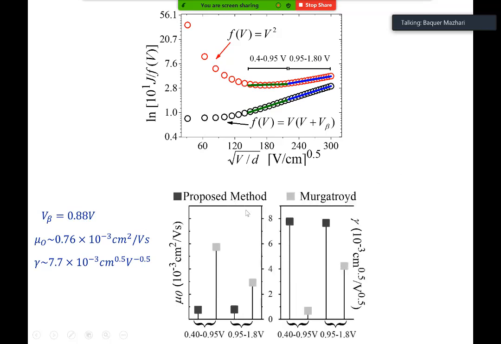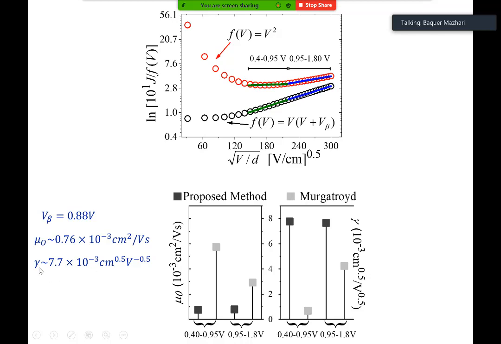But more than that, let me show you the data using our proposed method. These dark squares show the mobility values that were extracted using this method. Note that the mobility value extracted in the 0.4 to 0.95 range or the 0.95 to 1.3 range are the same mobility values. As compared to the Murgatroyd method, because it's not a straight line, it depends on where you extract it. If you extract it in this particular range, you get this mobility value. If you extract it in this particular range, you get a different mobility value.